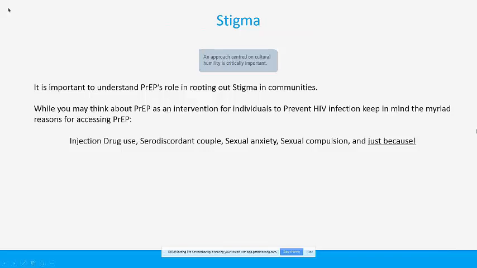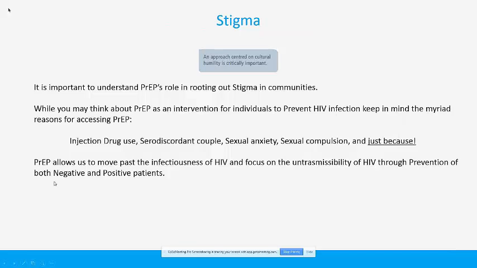So PrEP allows us to move past the infectiousness of HIV and focus on the untransmissibility of HIV, right? Through prevention of both negative people and positive people. And I'm really talking about here the idea of undetectable equals untransmissible, right? And coming from both ways. As somebody who is taking HIV meds for preventing them from becoming HIV positive, and HIV positive people taking meds to prevent the virus from leaving their body.